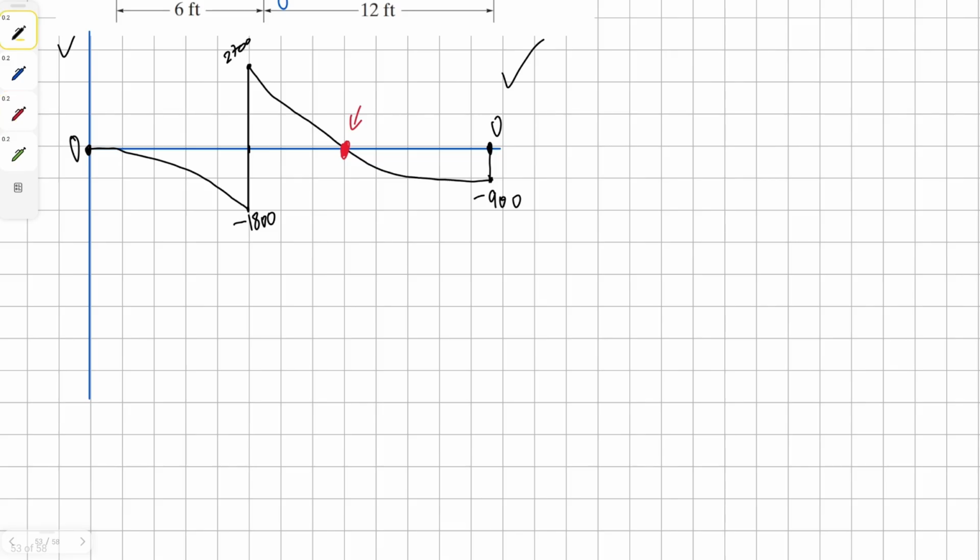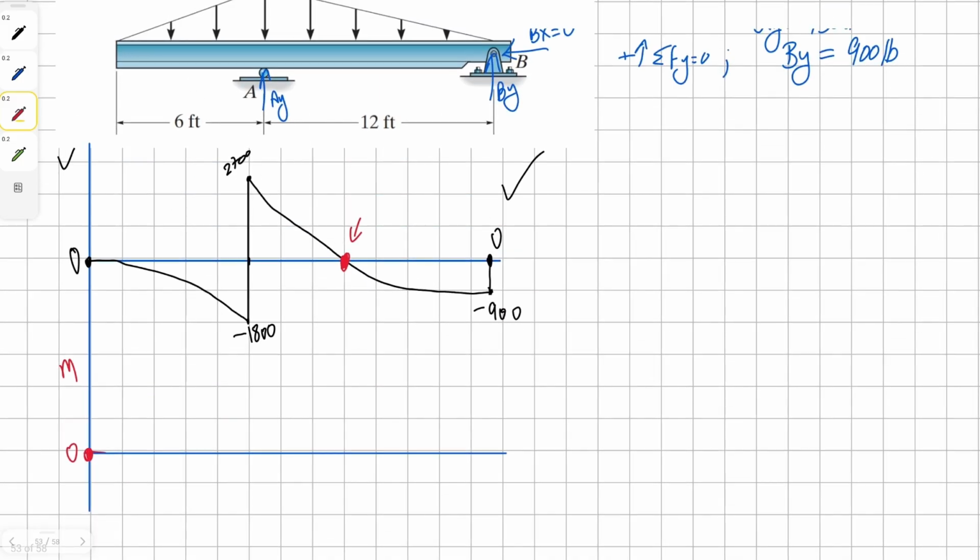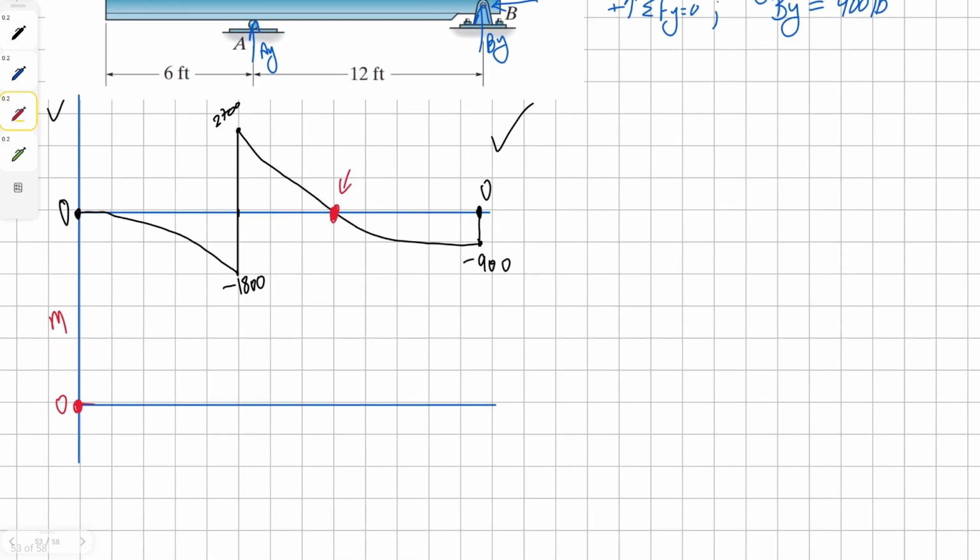Okay, now for our moment, we're going to begin at 0 and then we have this negative area, and this curve was second order, so our curve for moment is going to be third order. We don't know exactly the end point where it ends. For that we'll need our function, but we know that it's going to go downwards just like the shear.